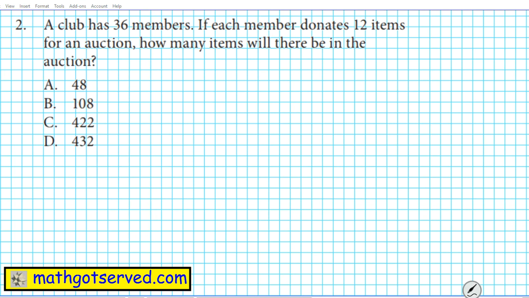Let's get started by taking a look at the formula that's going to guide our problem solving process.